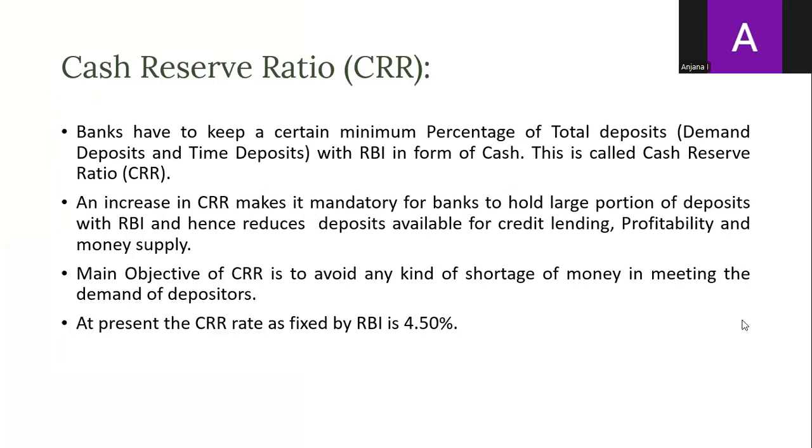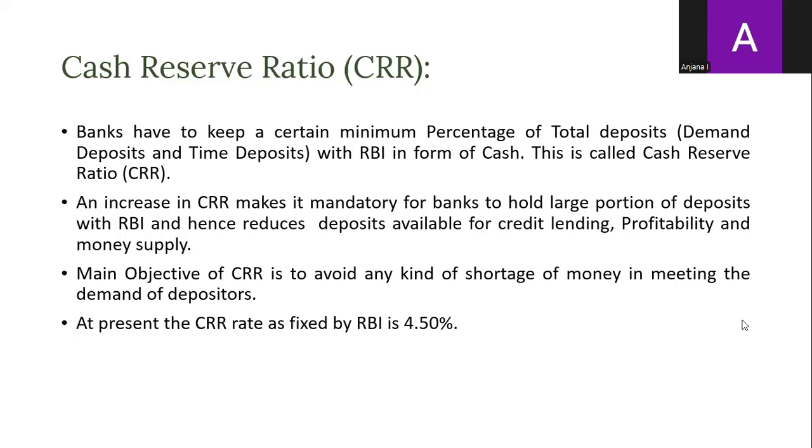Banks have to keep a certain minimum percentage of total deposits. Total deposits include demand deposits and time deposits. So banks have to keep a minimum percentage of total deposits with RBI in the form of cash. This is called the cash reserve ratio. An increase in CRR makes it mandatory for banks to hold a large portion of deposits with RBI and hence reduces deposits available for credit lending, profitability and money supply. The main objective of RBI is to avoid any kind of shortage of money in meeting the demands of depositors.